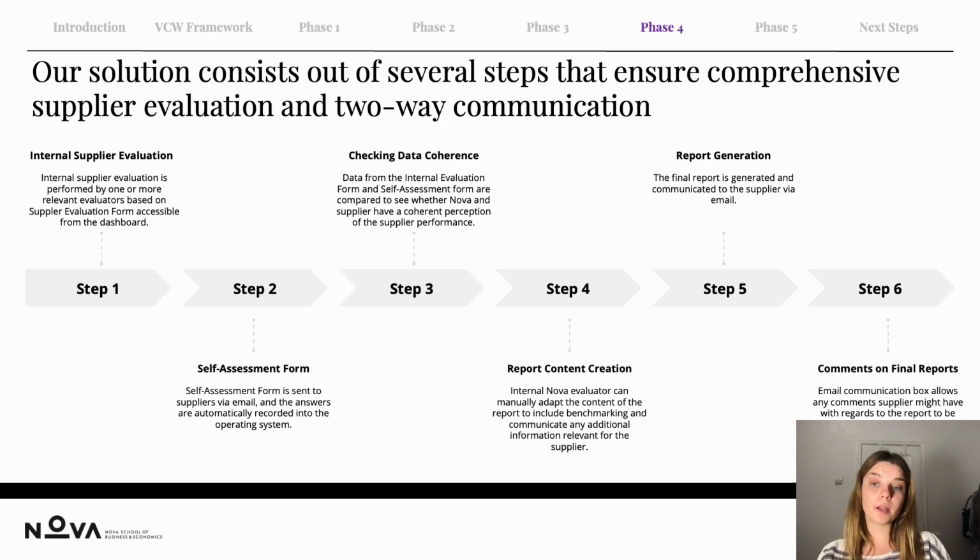In the fourth step, the supplier evaluation can then be manually selected for the content of the final supplier performance report. So information can be added for benchmarking purposes or include any additional comments that might be relevant for the supplier. And once the final report is generated, it is then communicated to the supplier via email. The email to the suppliers should also include a comment box so that any comments from the supplier in relation to the report can then be directly fed into the system and be visible on the supplier dashboard.